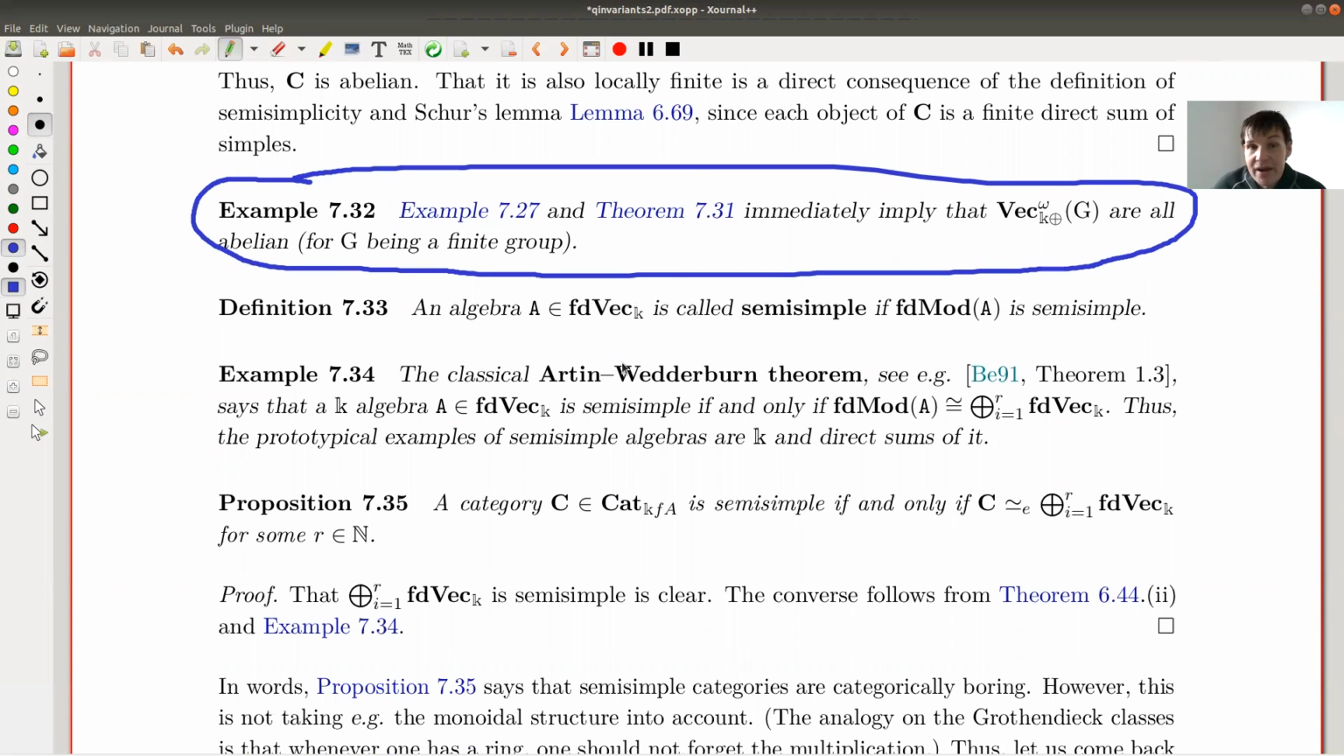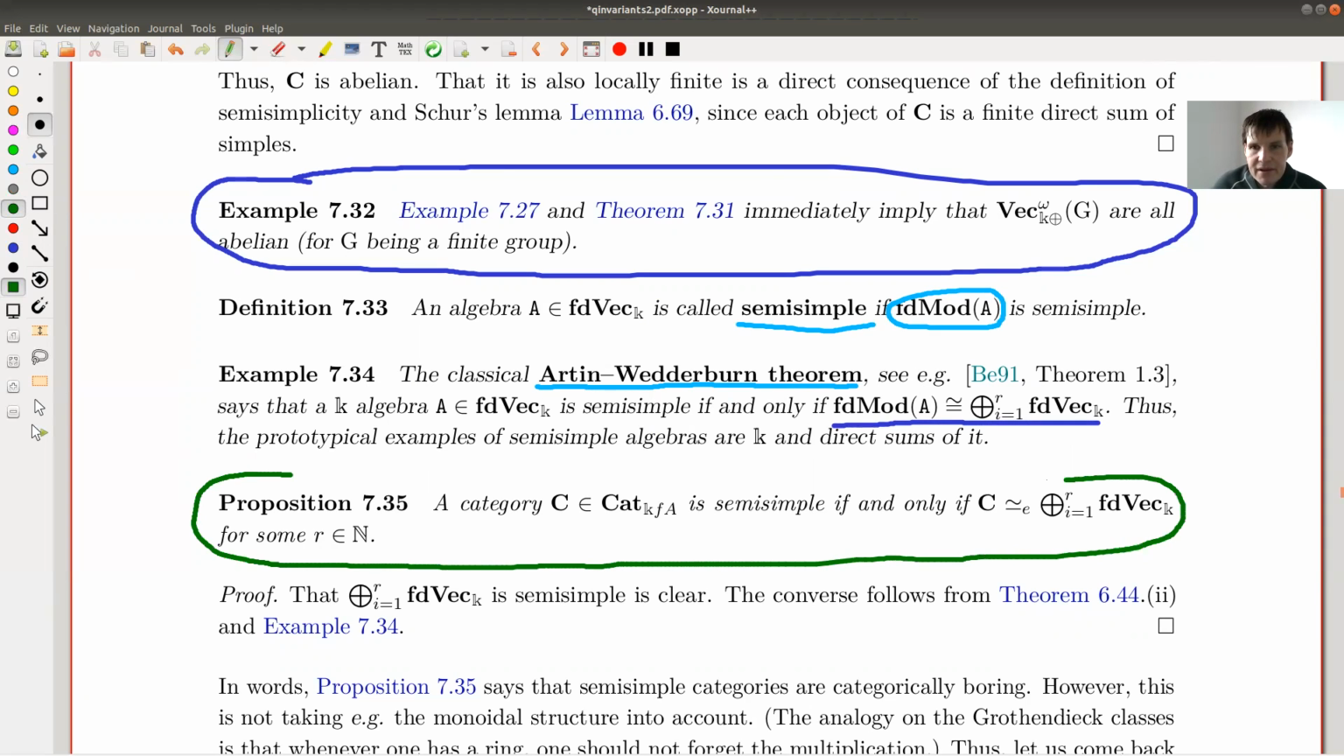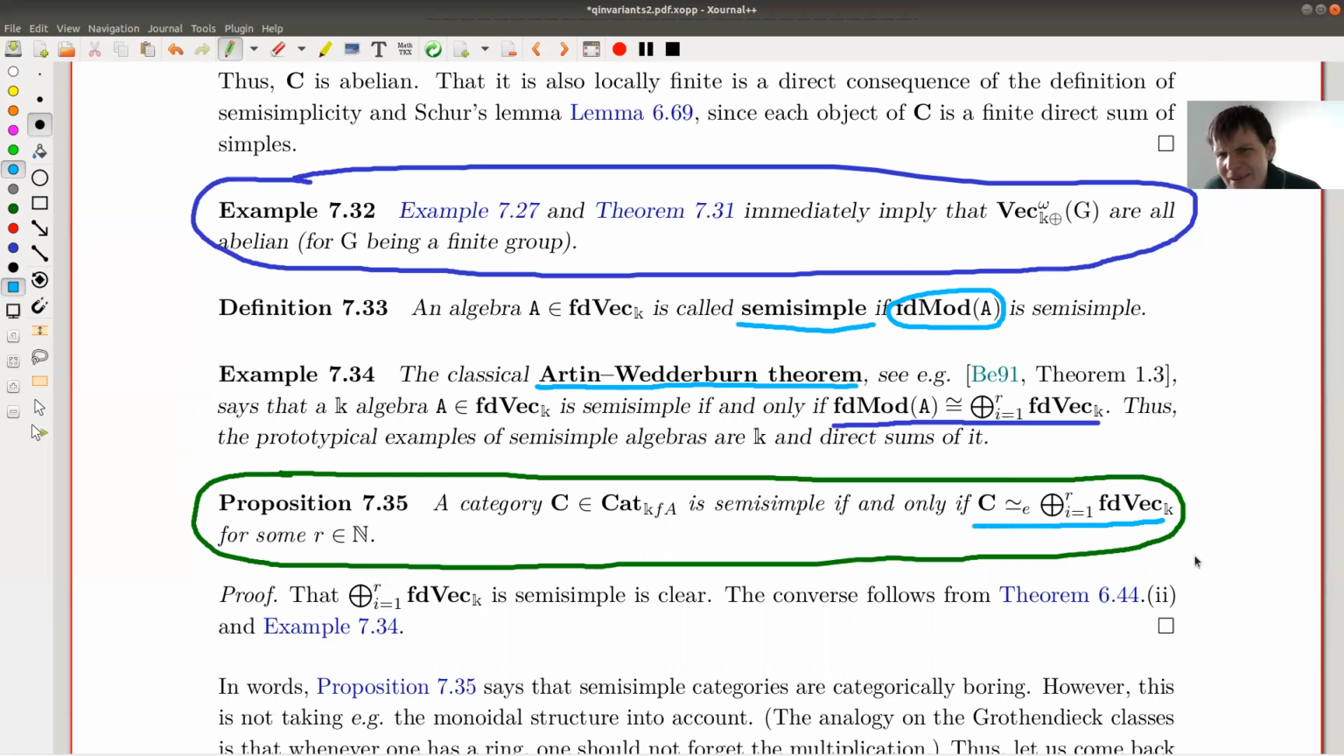Problem is, semi-simple categories are rare. The classical Artin-Wedderburn theorem for algebras says that an algebra is semi-simple, meaning that its category of finite-dimensional modules is semi-simple, if and only if your algebra is some copies of matrix algebras over the field, so if and only if FD mod is equivalent to some number of copies of finite-dimensional vector spaces. Equivalently, semi-simple categories are rare. A category is semi-simple if and only if it's equivalent as an abelian category to copies of finite-dimensional vector spaces. That's a little bit of a bummer.